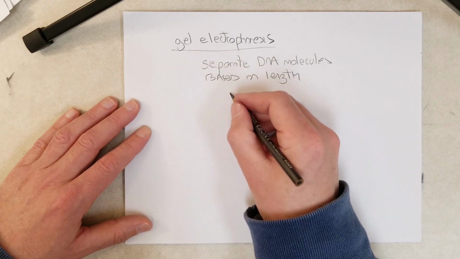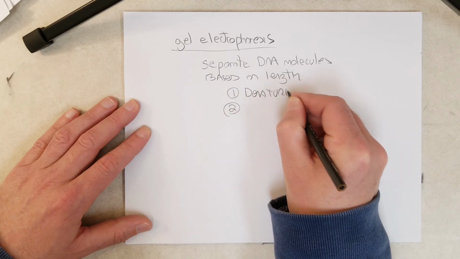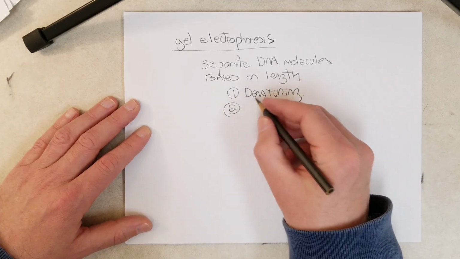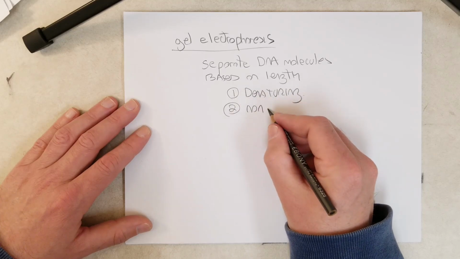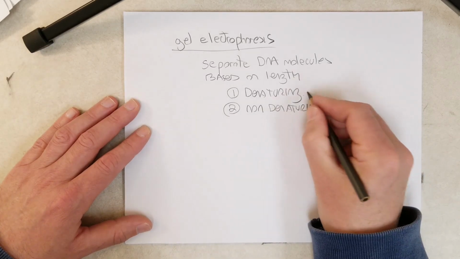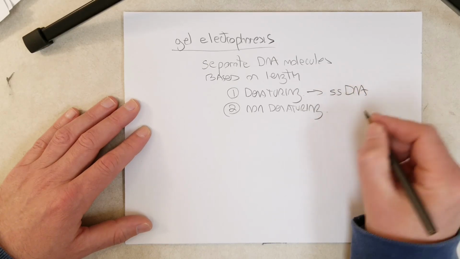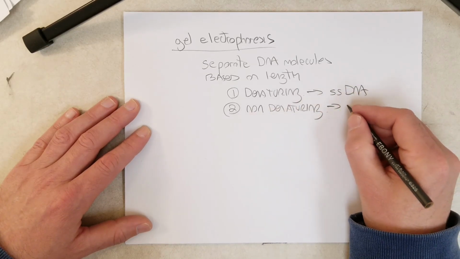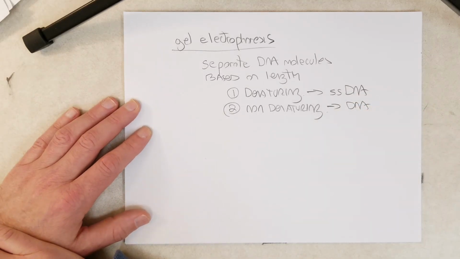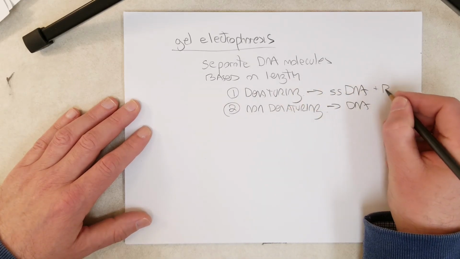So we have two types of gel electrophoresis that are standard. One is called denaturing. We use this word a lot, right? Denaturation. So you can probably guess what's going on in that type of gel electrophoresis. And non-denaturing. So the denaturing gel electrophoresis is for analyzing single-stranded DNA. Non-denaturing is for regular DNA. Denaturing gels also work well for RNA.